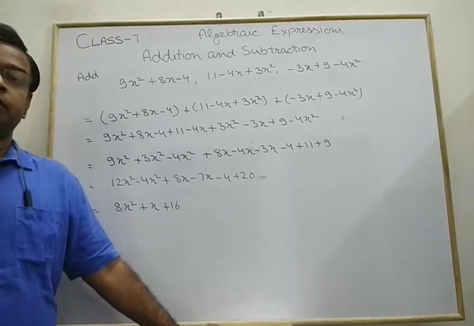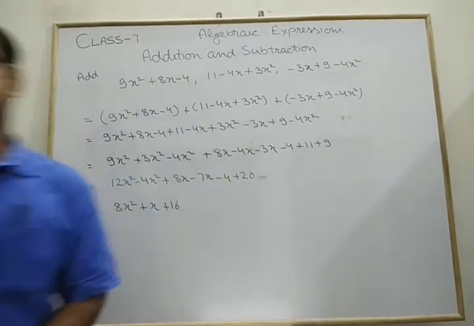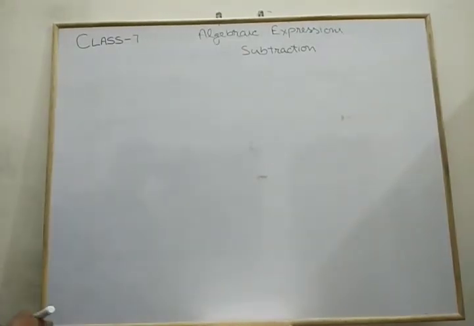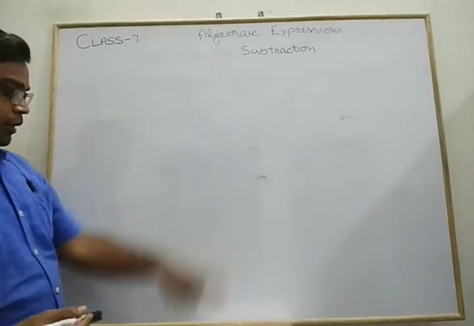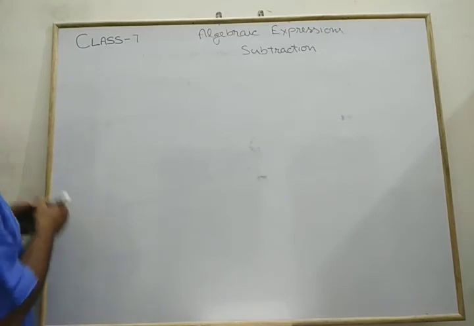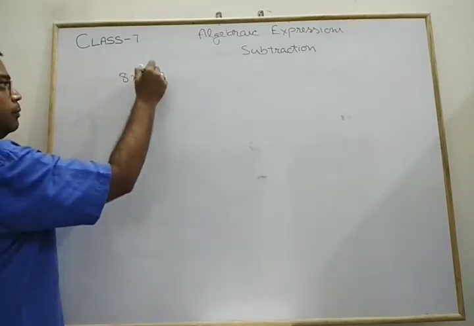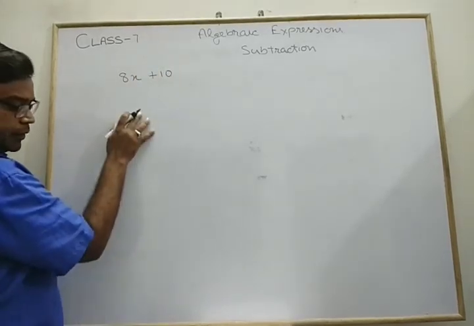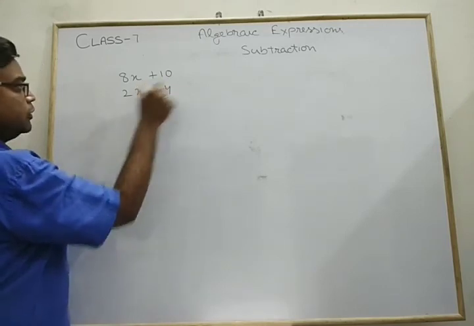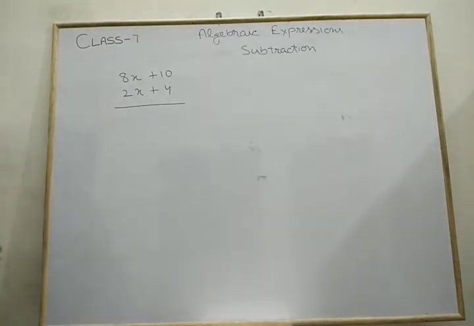The other question is for subtraction. How do we subtract, by the column method or by this method? Now we are going to discuss subtraction only. This is found in your book, question number 9. So how to subtract with a binomial? For example, I am choosing one more question: 8x plus 10 in column method, and below it 2x plus 4. We are going to do subtraction, so just give space and then draw the line.